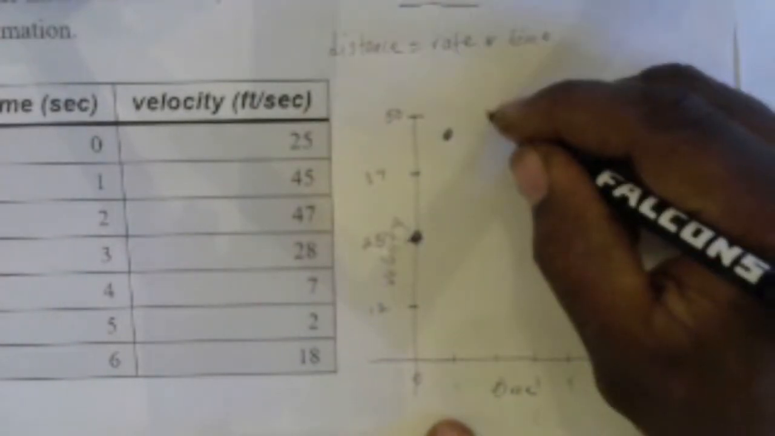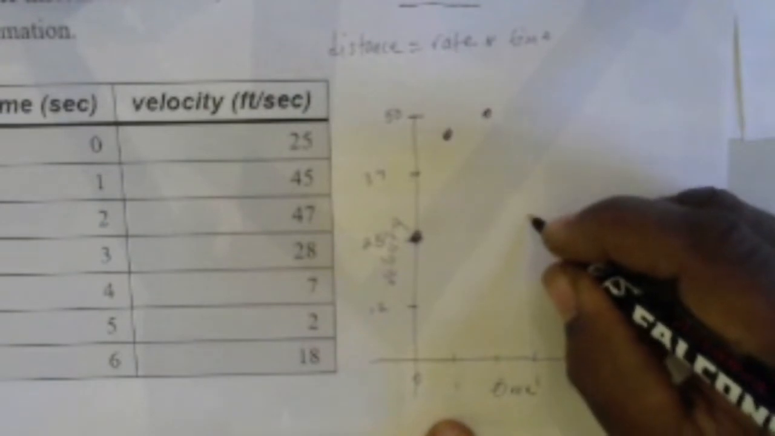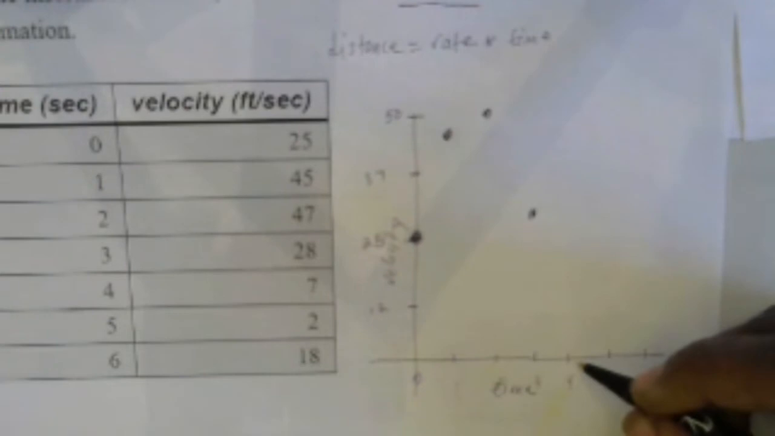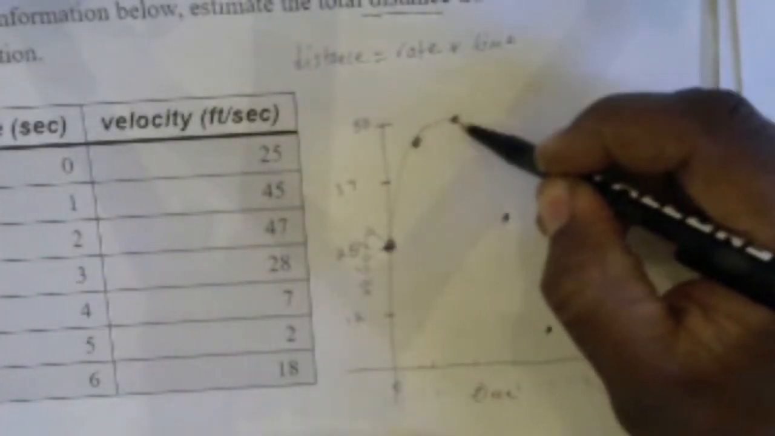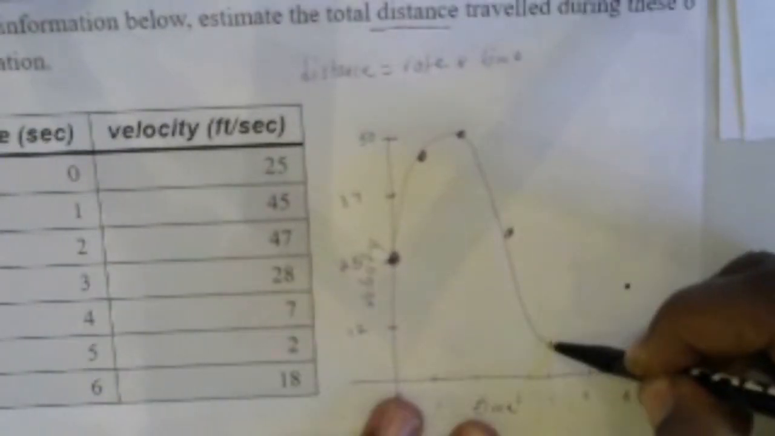(2, 47), (3, 28), (4, 7), (5, 2), and (6, 18). Okay, so the graph looks basically something like this. All right, so here again, this is just a rough sketch.